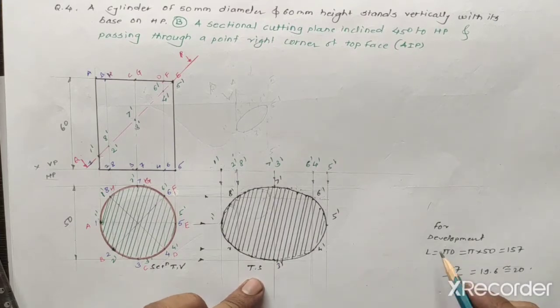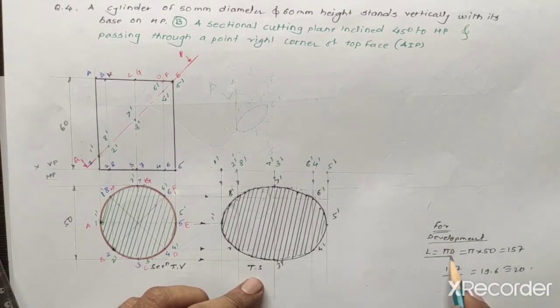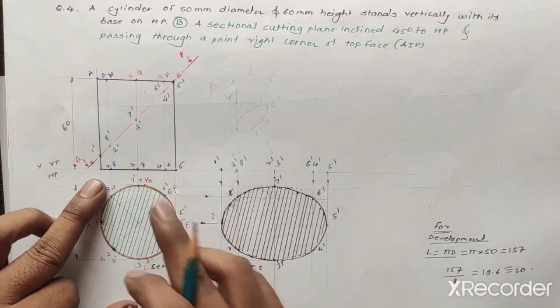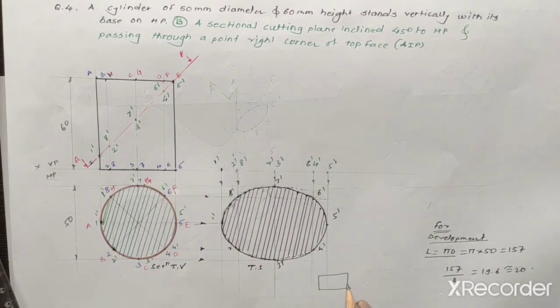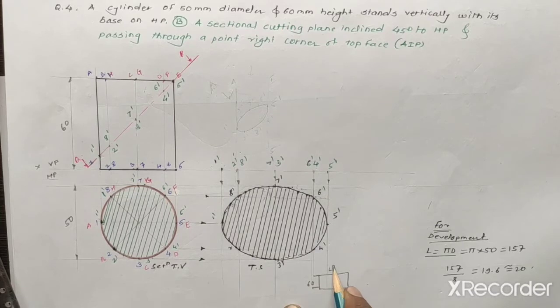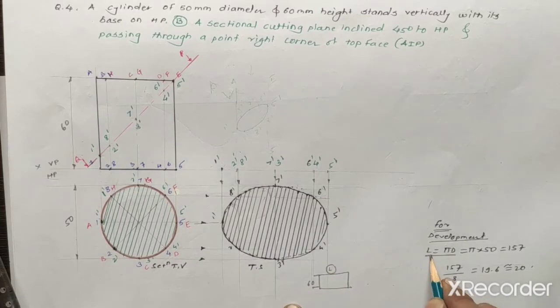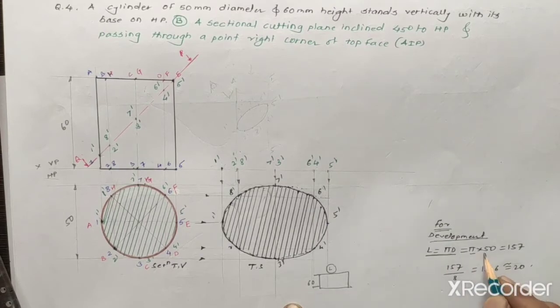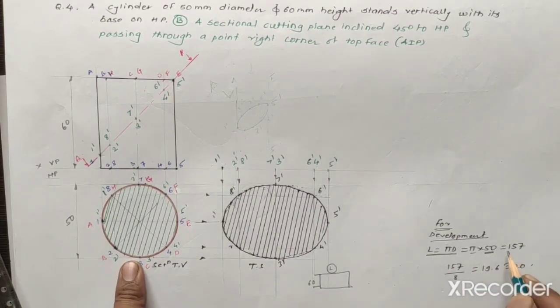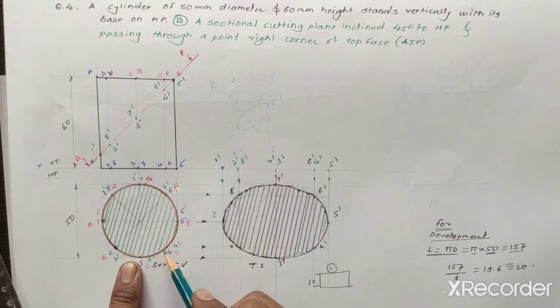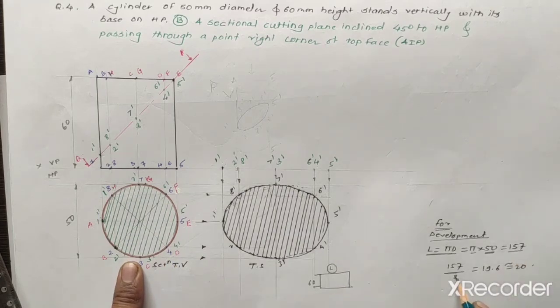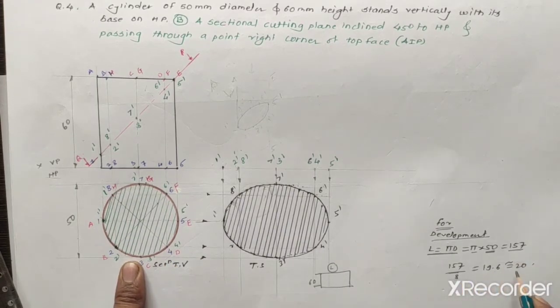Now for development, we are going to use L equals pi d. When we open the cylinder, it appears as a rectangular block. Initially we need to calculate the length of that rectangular block. We know the height of the cylinder, that is 60 mm, but we don't know the length. For that purpose, take L equals pi d, pi into the diameter of the cylinder, that is 50, which equals 157. Already we have divided the circle into 8 equal parts, so divide 157 by 8, that is 19.6, approximately 20 mm.